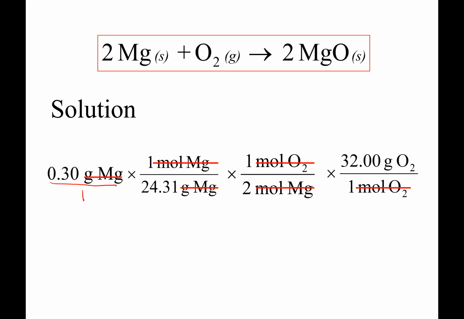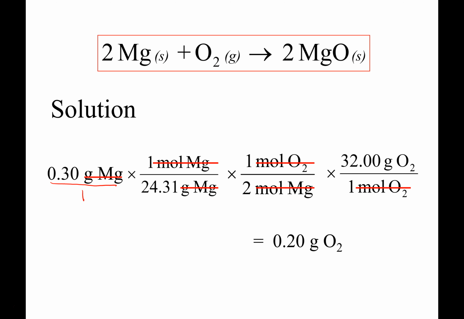Rounding wise, it's looking like I have 2 sig figs in 0.30. I have 4 in the molar mass of magnesium. There's no uncertainty brought by the 1 or the 2 here. I have 4 sig figs here in the molar mass of O2. So I need to round to 2 sig figs. So you're looking at 0.20 grams of O2. That's your answer.